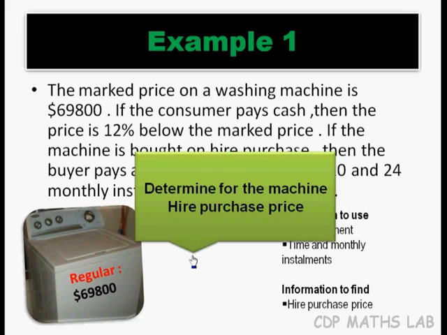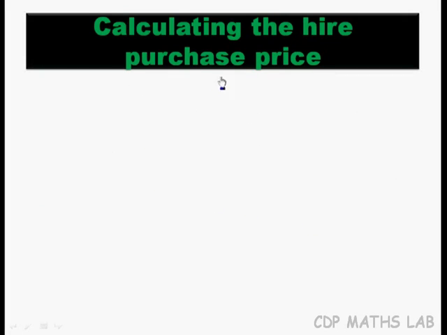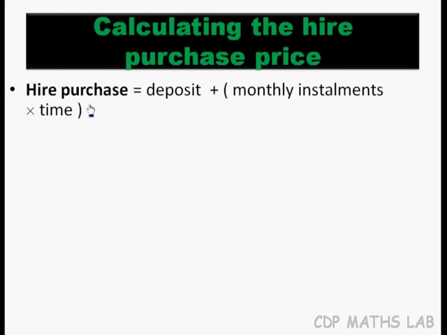Now, as it says, determine the machine's hire purchase price. Now, calculating the hire purchase price. This is the principle which you use to calculate the hire purchase. Realize that hire purchase is equal to the deposit or the down payment plus monthly installments times time. Okay, look at how we now use this formula, as you would call it.